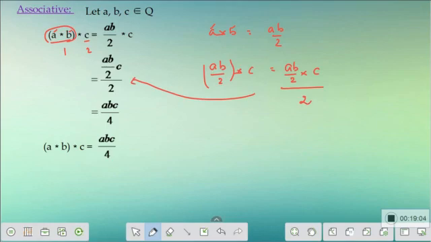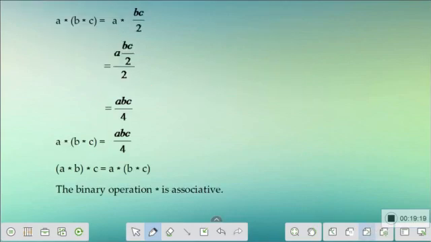So on simplification, it comes as ABC by 4. And now you can have the value of A star B star C as ABC by 4. Let's check whether this is the same for the other side of your associative property also. That is A star B star C. Let us consider A star B star C.